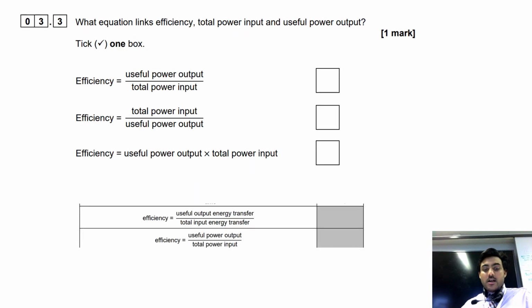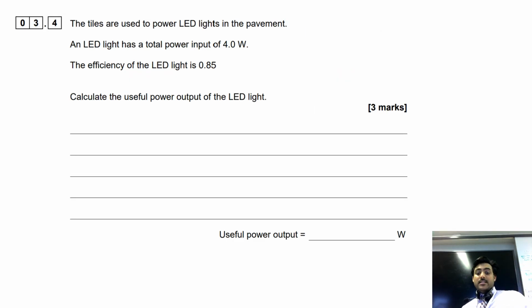The question is, what equation links efficiency, total power input, and useful power output? Here's a little extract from the equation sheet. Efficiency equals useful power output divided by total power input. Boom. Diodes are used to power LED lights in the pavement. An LED light has a total power input of 4 watts.